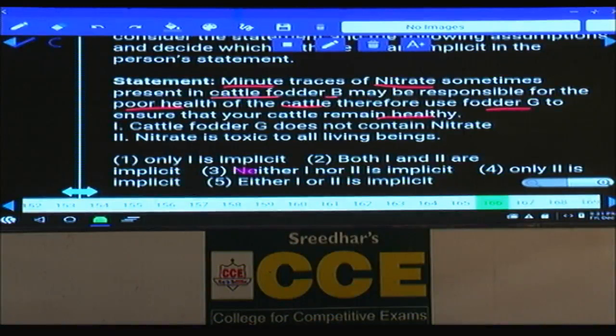What is the information given here? Minute traces of this nitrate sometimes present in cattle fodder B may be responsible for poor health of the cattle. Therefore, therefore means hence. Finally, it has been concluded that therefore use fodder G to ensure that your cattle remain healthy instead of fodder B.